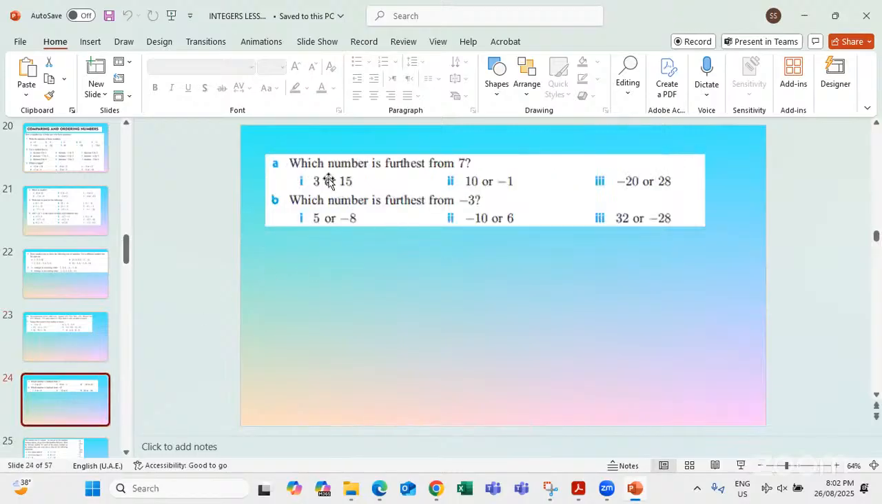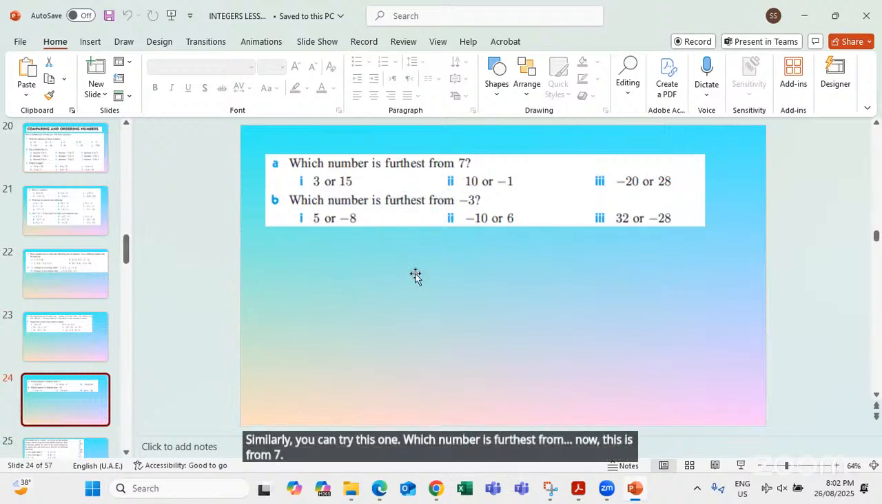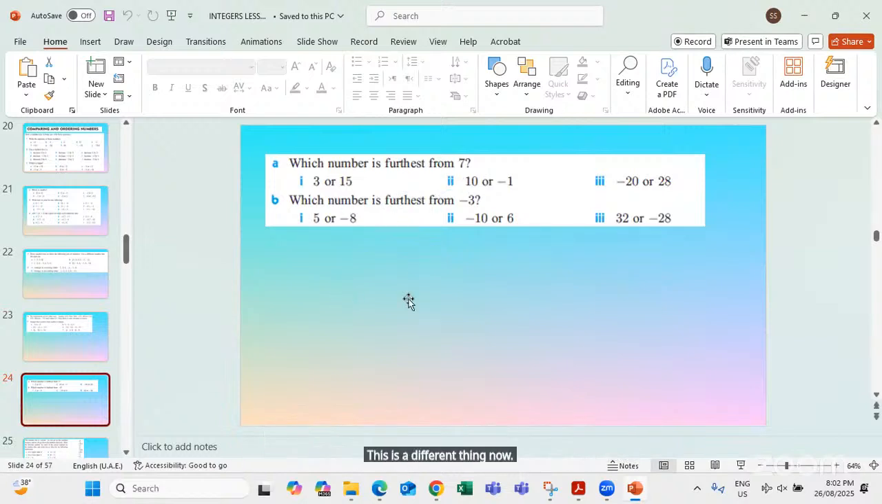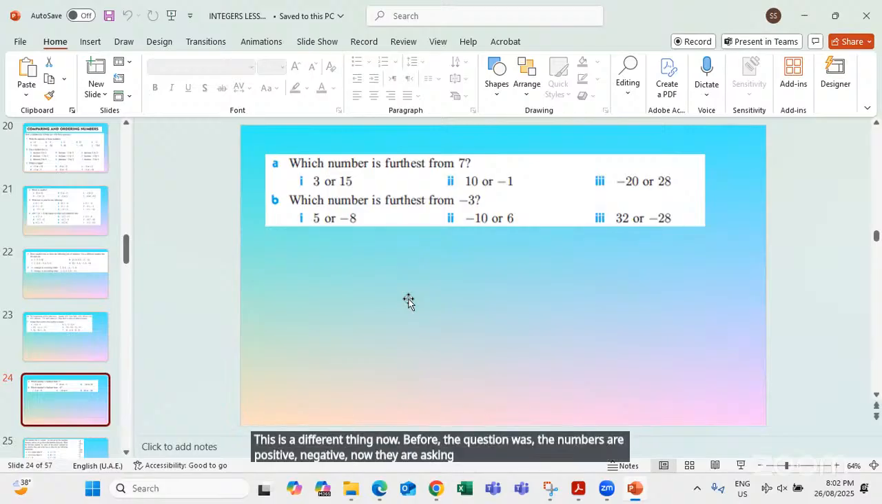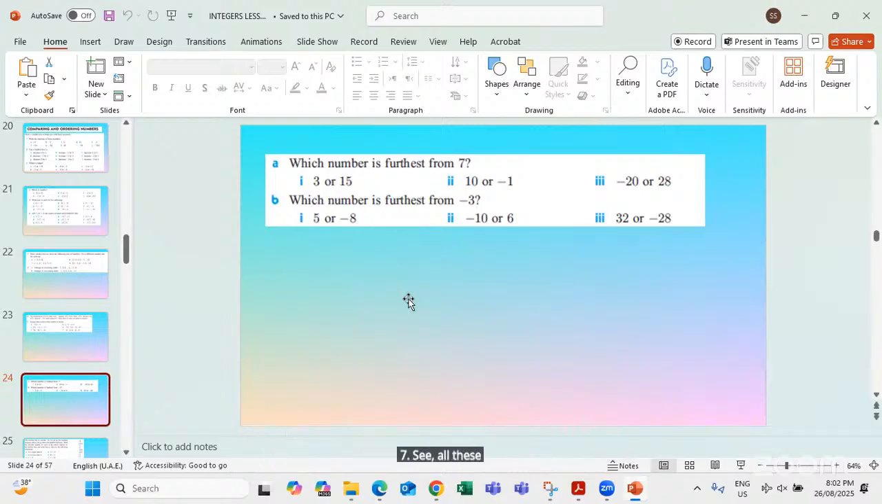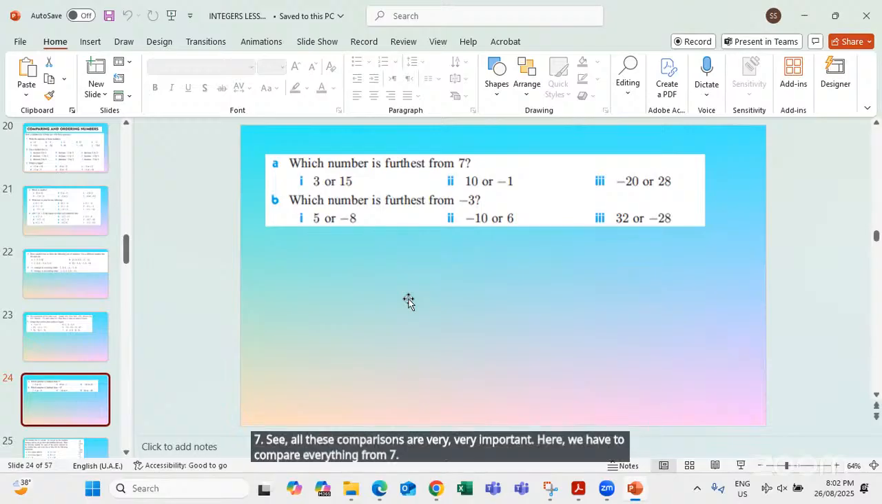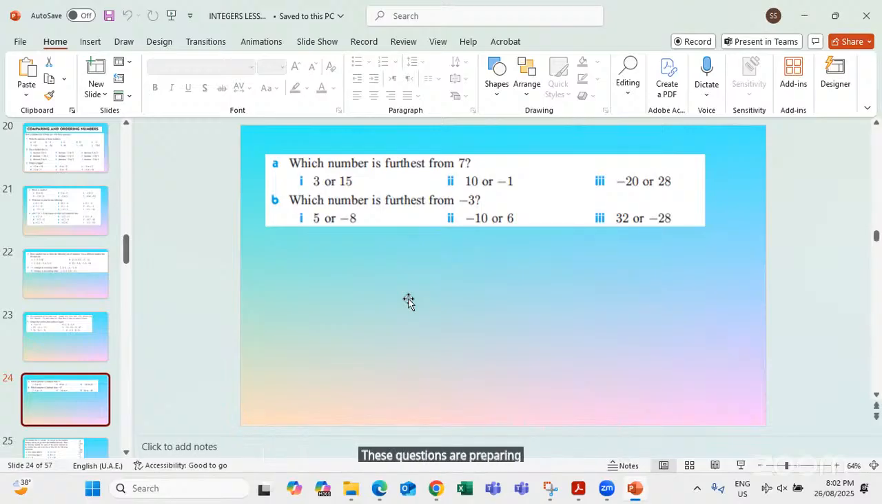Similarly, you can try this one. Which number is furthest from 7? This is a different thing now. Before the question was the numbers are positive, negative. Now they are asking which number is furthest from 7. See, all these comparisons are very, very important. Here we have to compare everything from 7. These questions are preparing you for the next addition and subtraction stuff.